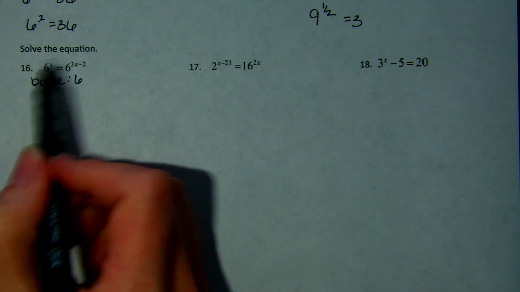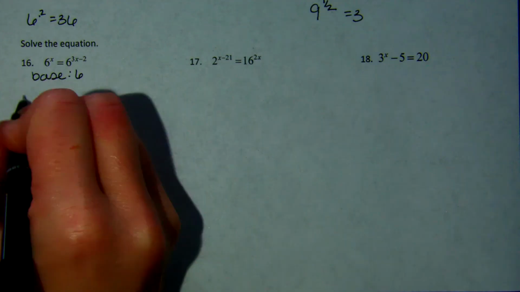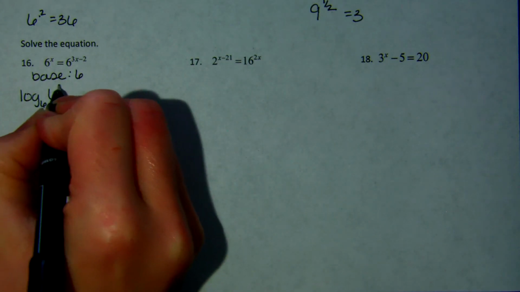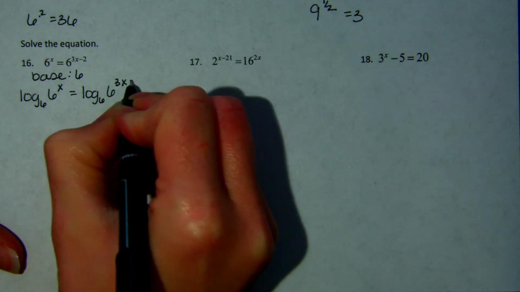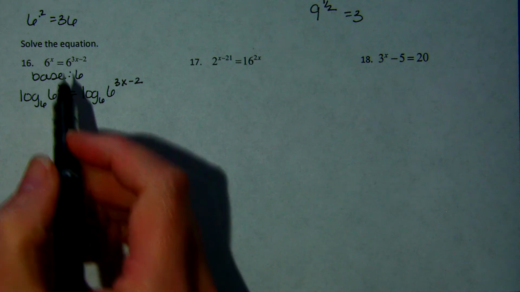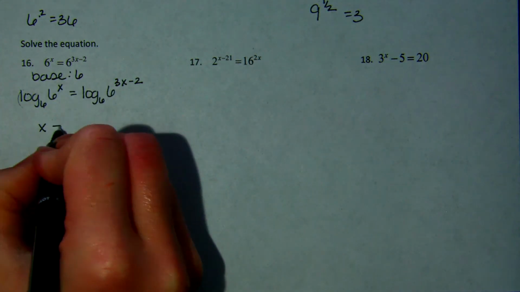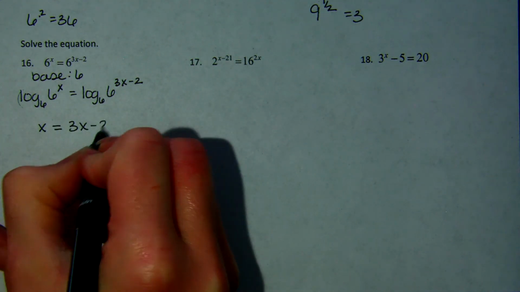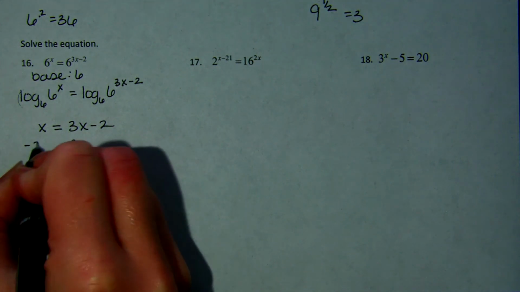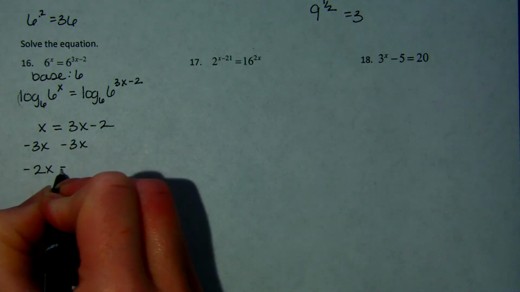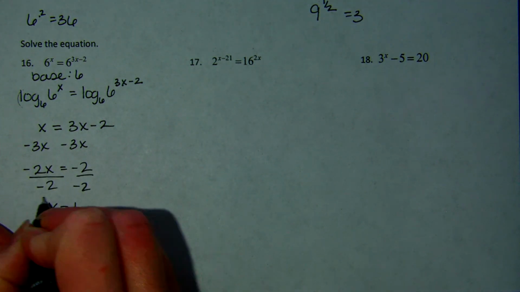Okay. So the way that I do this is I take the log with a base of 6 for both sides. So log base 6 of 6 to the x is equal to log base 6 of 6 to the 3x minus 2. Log base 6's, those cancel out, right? We simplify to x equals 3x minus 2, and then solve for x. We get -2x is equal to -2. Divide by -2, x is equal to 1.